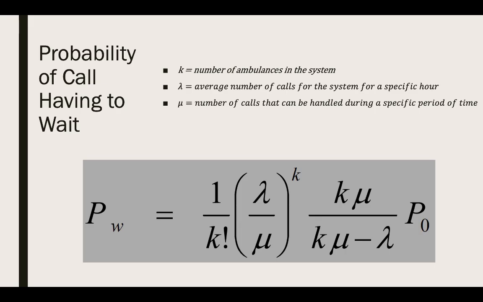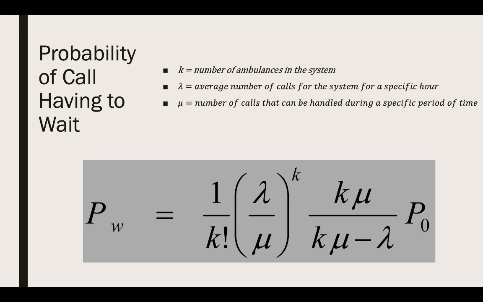This is step 2 because you'll see in our formula we've got P0 right there. We've got the probability of all of my units being available as part of the calculation, part of the formula. So we need to do P0 before we do what we're going to call PW, the probability of having to wait. We're going to use the same variables. We've got K, the number of ambulances in our system. We've got lambda, the average number of calls that we're receiving during that time period, and we've got mu, the number of calls that can be handled.